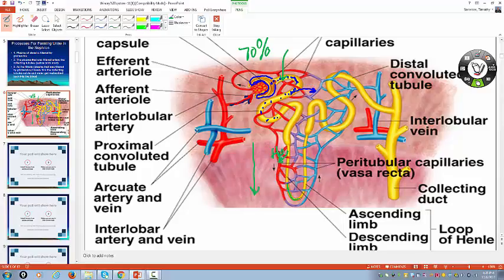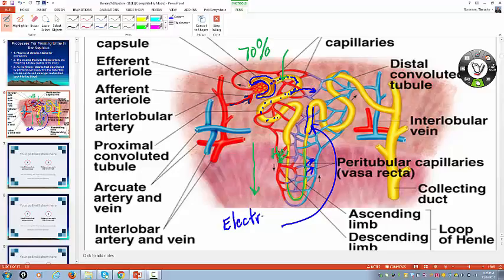Then the loop starts its ascending route. And in the ascending limb, the only thing that can get reabsorbed is solute. So that solute, electrolytes, get reabsorbed back into the blood. Then you can see that this thin portion gets ballooned out. This is called the thickened portion of the ascending limb. And in the thickened portion of the ascending limb, this is where electrolytes are actively pumped in.